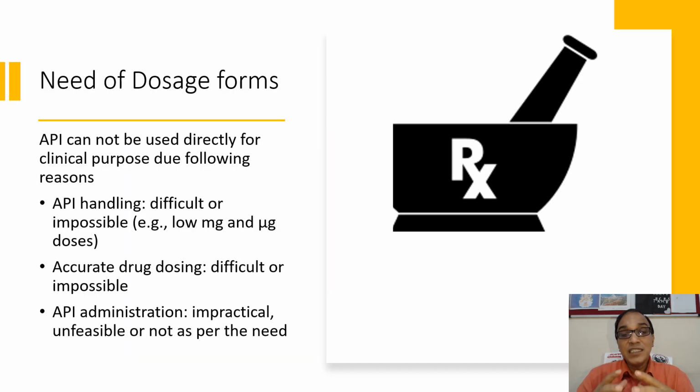What are the needs? Why do we develop the dosage form? Because API cannot be used directly for clinical purpose. Why? There are the reasons. API handling is very difficult or rather impossible when you need a dosage of very few milligram or microgram quantity. Accurate drug dosing is difficult or impossible. Handling as well as that dosing. API administration is impractical, infeasible, or not as per the need.